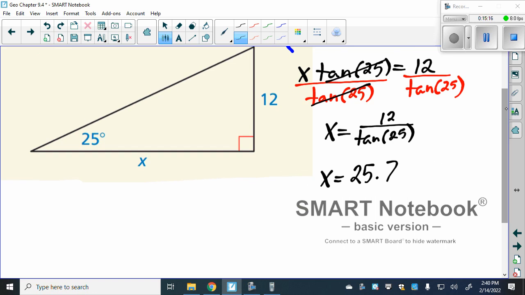Scroll down just a little bit so it gets out of the watermark. Good.